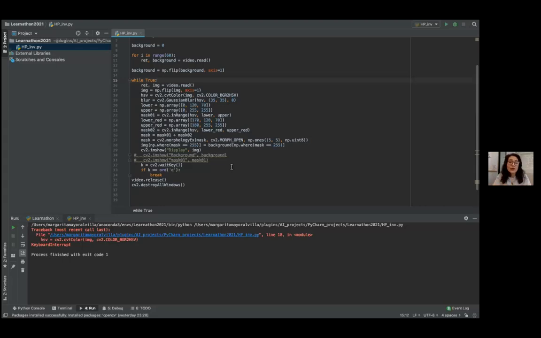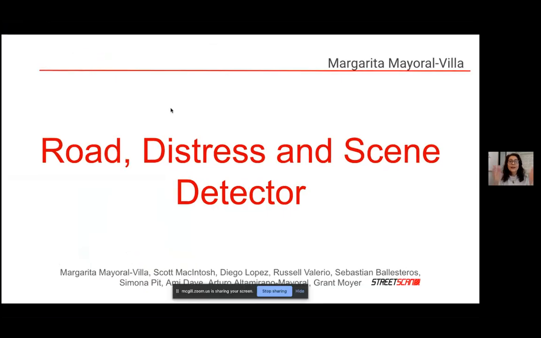That can help us also to classify different things in the environment. That can also help us to detect some damage in some things. And that is what we are going to see in the next slide. In this case, I was working on trying to detect the road, the distress, and the scene in the road, in the streets.